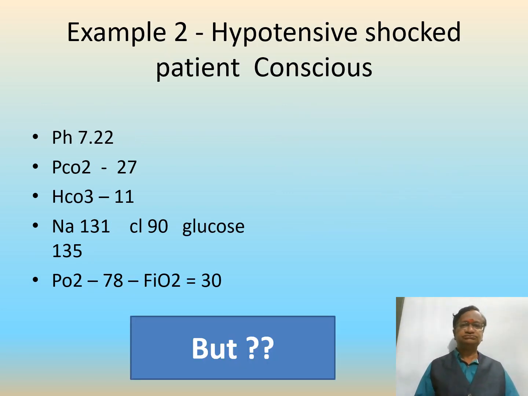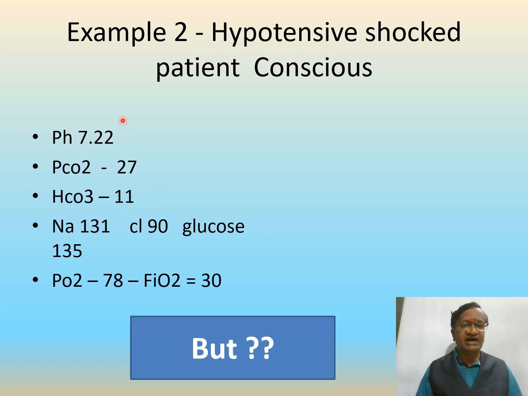Now you see again, we have a hypotensive, shocked patient. Patient is conscious. pH is 7.2, PCO2 is 27, bicarb is 11, with sodium, potassium, glucose given. PO2 is 78 on FiO2 of 30. 30 into 5 is 150, but PO2 is 78. So we will go step by step. Step 1, pH, acidemia. Here you see metabolic, because PCO2 is lesser than it should be in alkalosis, but here it is acidosis.